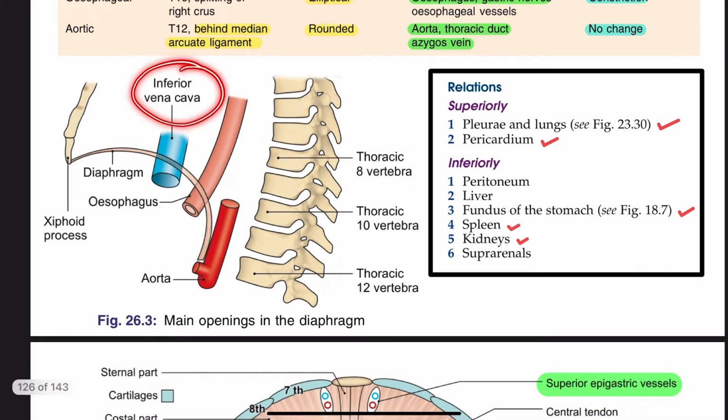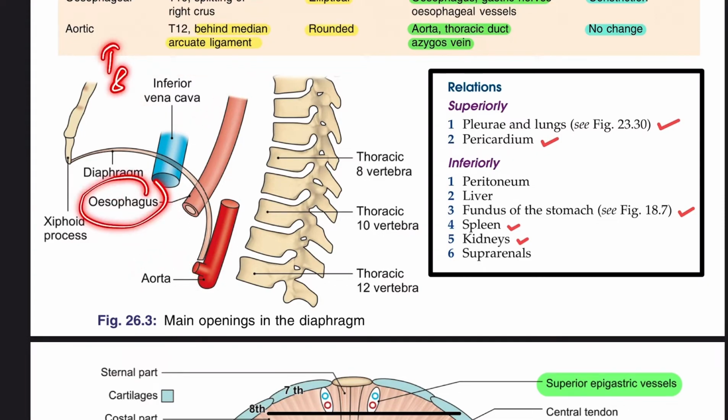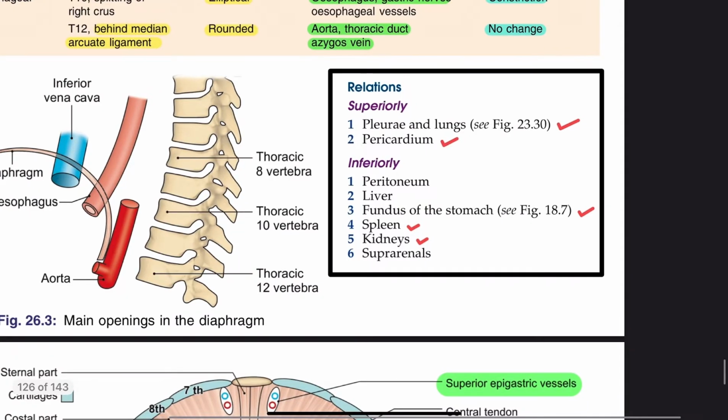This is the IVC, the esophagus, aorta: IVC at the level of T8, esophagus at the level of T10, and aorta at the level of T12. Okay, so now if we talk about some relations here, they are very easy. Of course, superiorly you have the lungs and the pleura and the pericardium. And what will you have inferiorly?